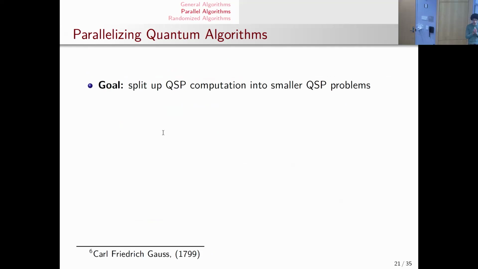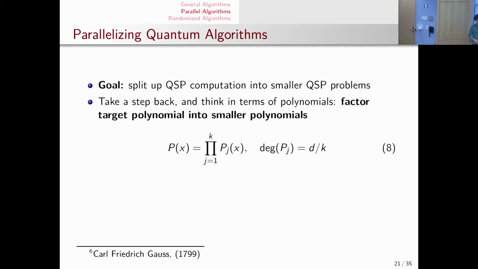And if we think about what it really means to parallelize quantum signal processing, what we want to do is take one of these computations and split it up into a bunch of smaller QSP computations. So if we take a step back and think in terms of polynomials, if we do QSP, we generate some polynomial. And if we want to split up that polynomial into smaller polynomials, we can do so by factoring that polynomial, right? So we have some target polynomial P that we want to realize. You could imagine breaking it up into, say, K polynomials, where the degree of each of those constituent polynomials is reduced by a factor of K.